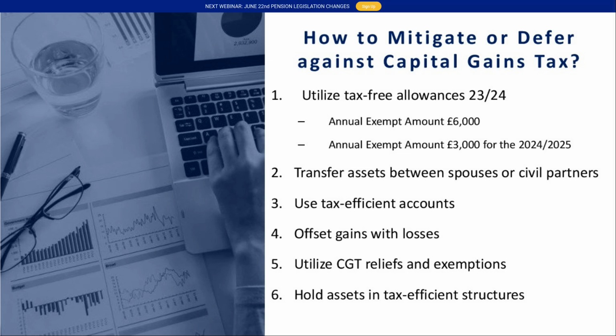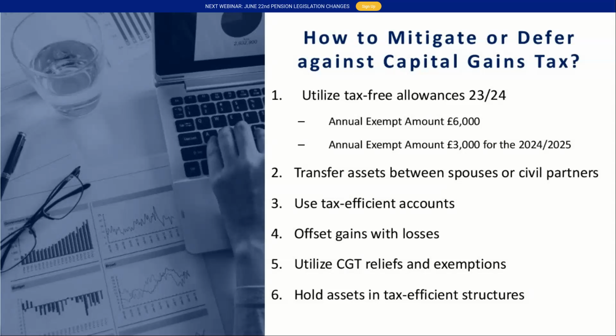Great. So looking at ways to mitigate or defer capital gains tax, there are a few strategies that you can put in place. Firstly, we've got to utilize those tax-free allowances. We're in the tax year 2023-2024. Your annual exempt amount in this tax year is £6,000. That was more than halved from last year's annual exempt amount, which was £12,300.